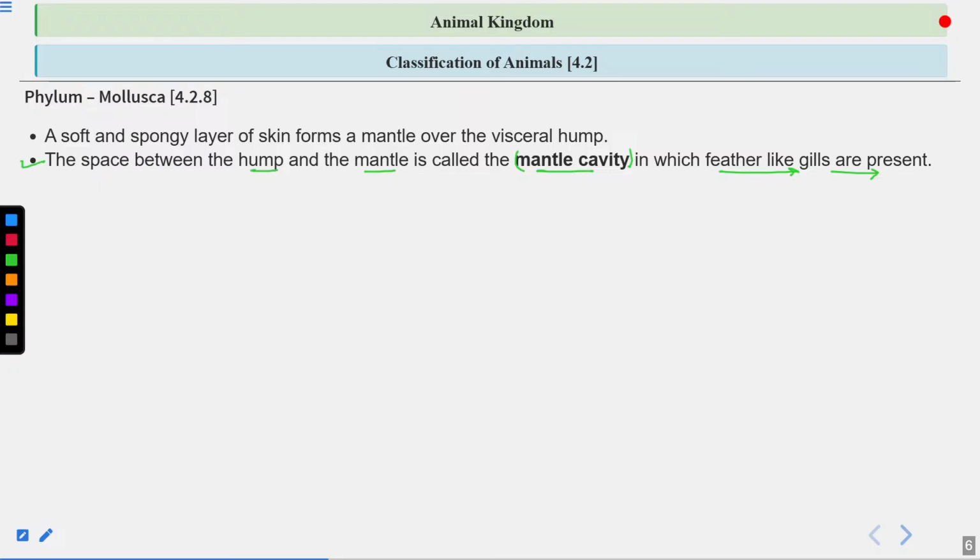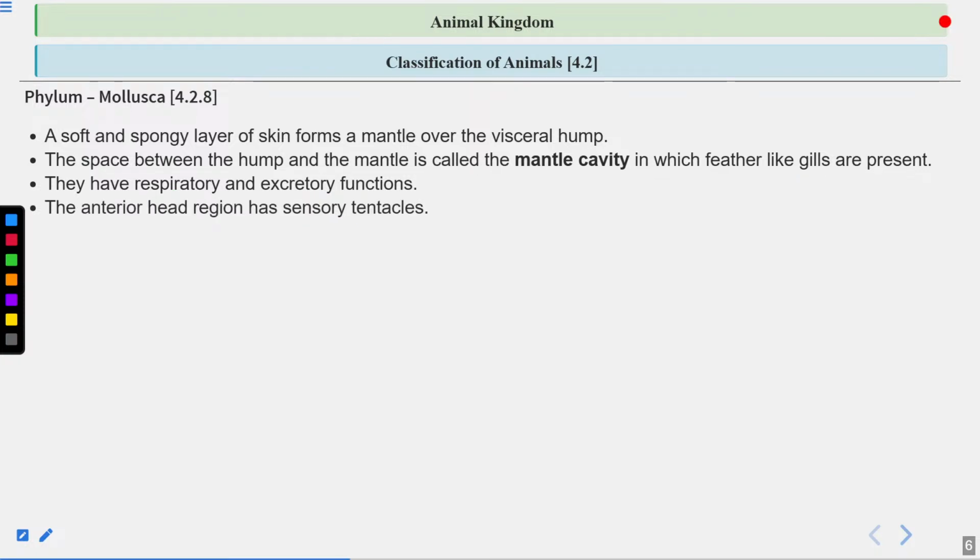Now, what is the role of the gills? These gills have two roles. They have respiratory and excretory functions. Remember this. Respiratory function means they help in the exchange of gases. Excretory function means they also help in the removal of nitrogenous wastes, the toxins from the body. So they have dual functions here. So this is also a characteristic feature. Remember this.